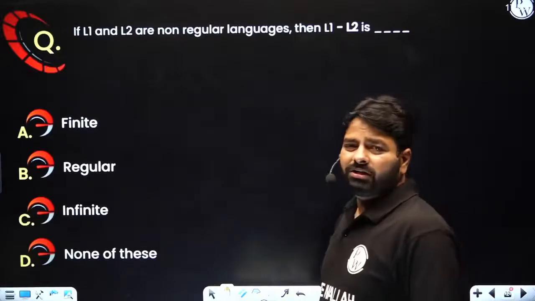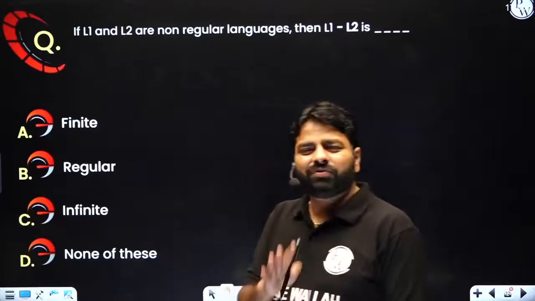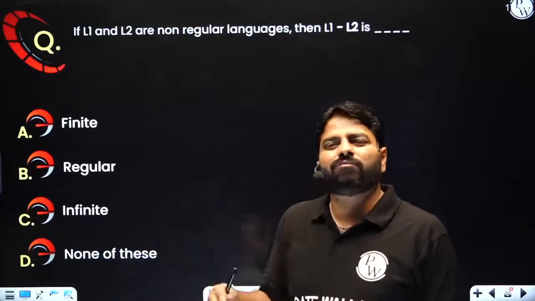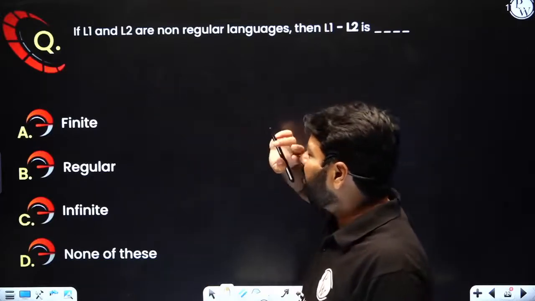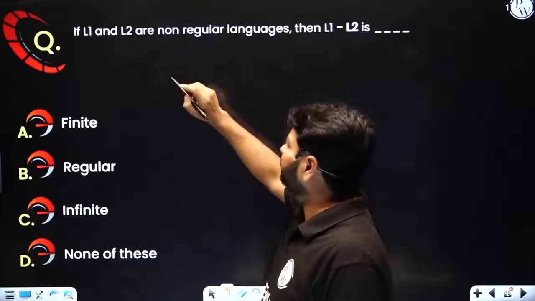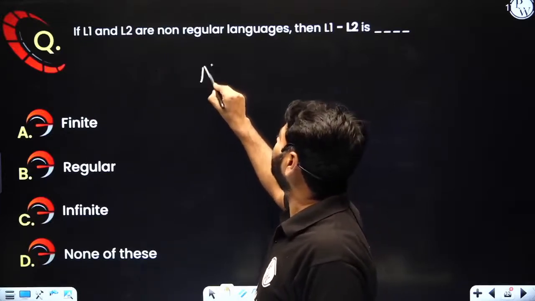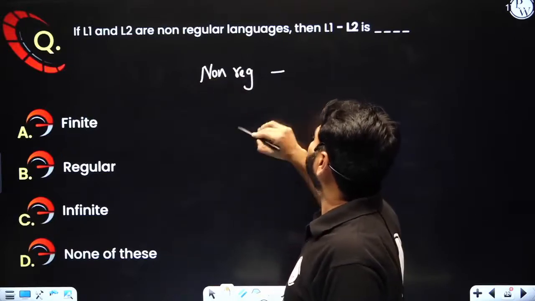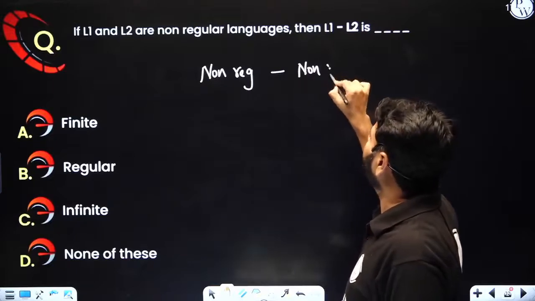Oh, non-regulars. Really, you don't have any particular machine for just non-regular, right? That's why you don't have proofs. You will have mostly examples, or you will have some conclusions from the language when you apply the operation. Let's talk about this: non-regular difference, or set difference, with another non-regular or the same non-regular.